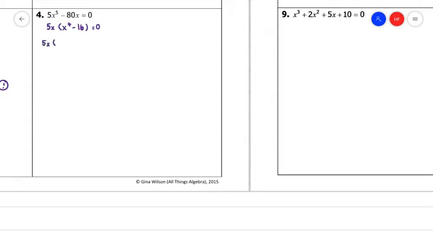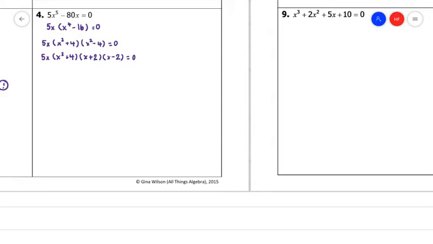x to the 4th minus 16 is the difference of squares. So x squared plus 4 and x squared minus 4. x squared minus 4 is the difference of squares. So we have 5x, x squared plus 4, x plus 2, x minus 2.